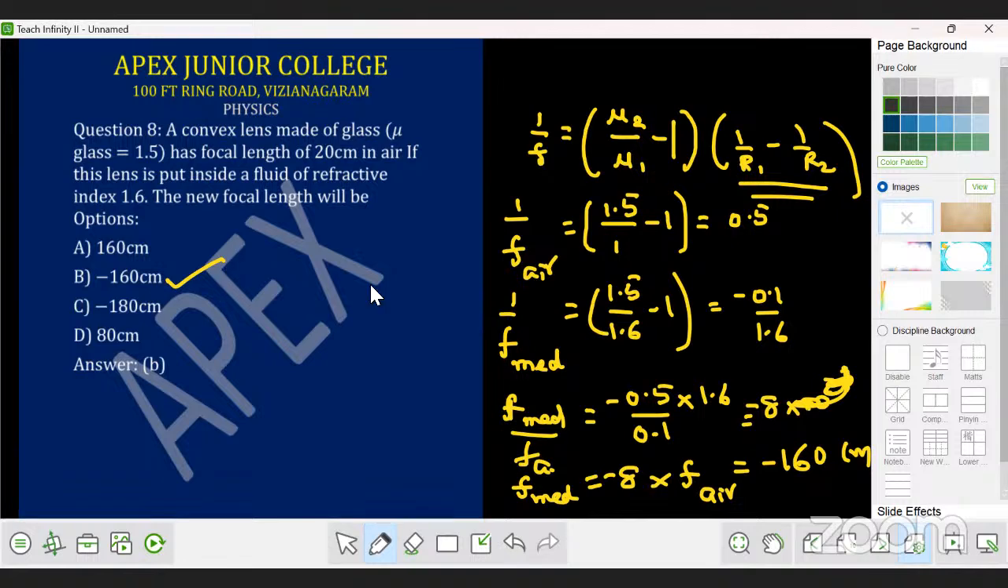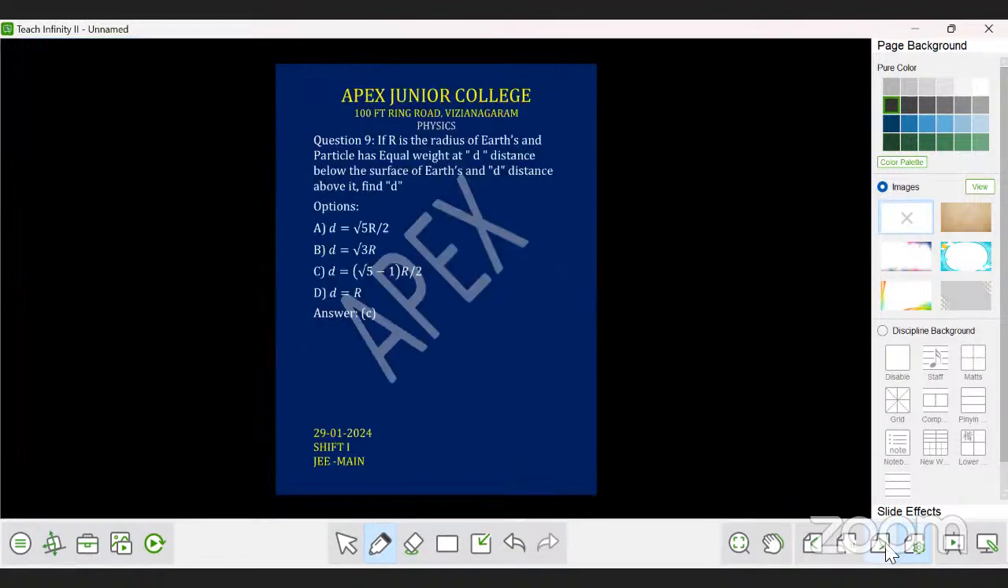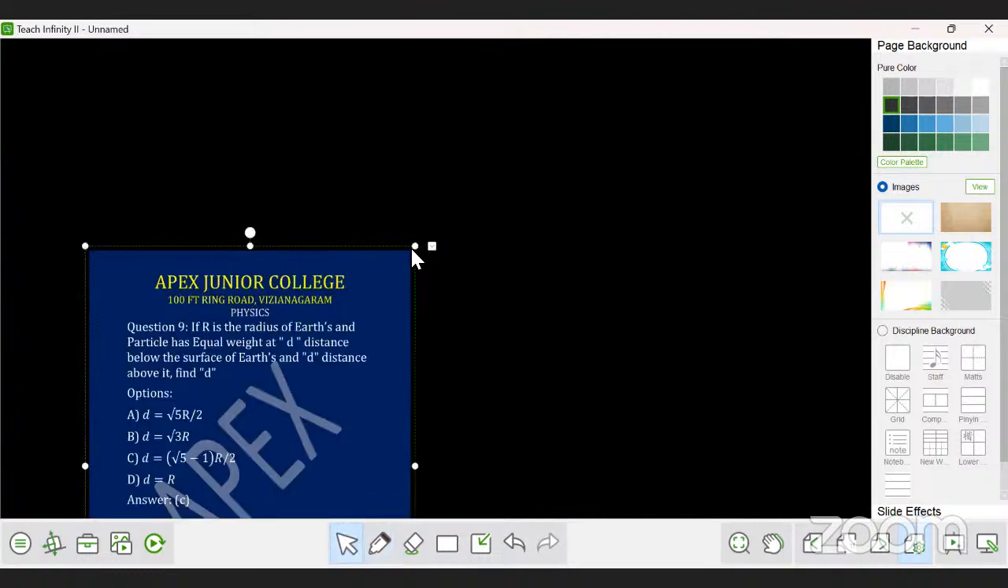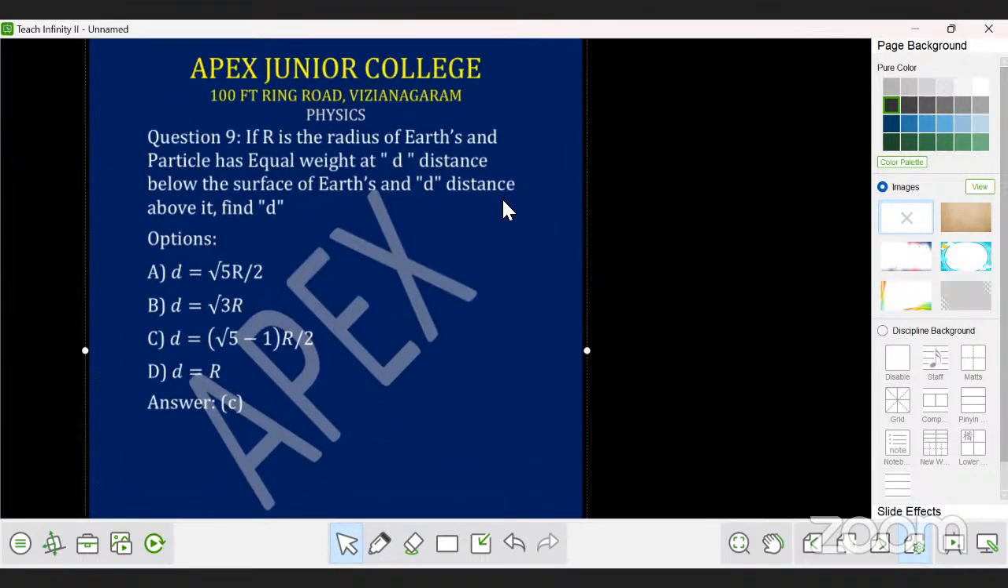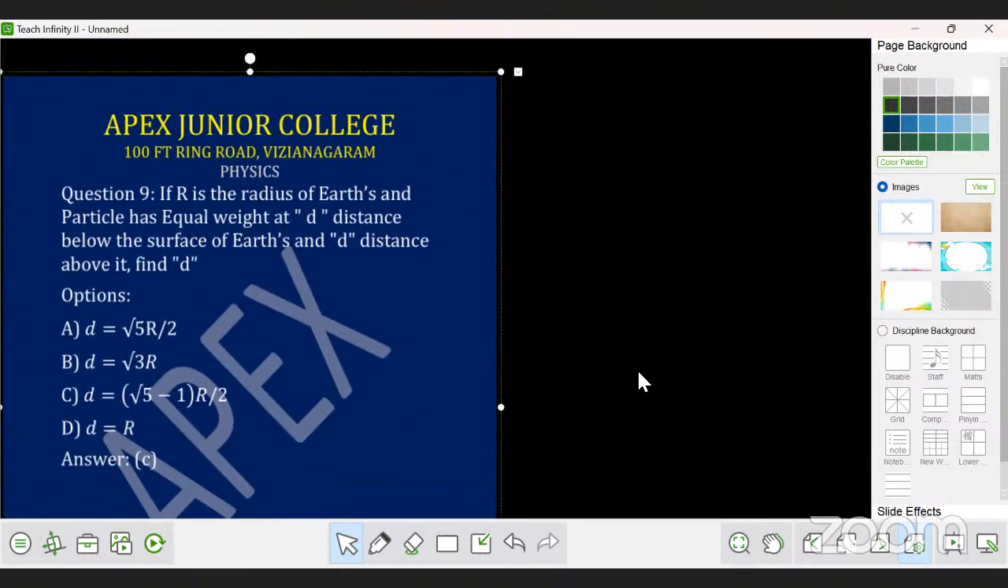Okay. Now, next one. See the question. If r is the radius of Earth and a particle has equal weight at a distance d below the surface of Earth and d distance above it.